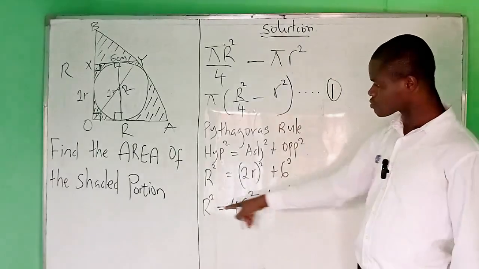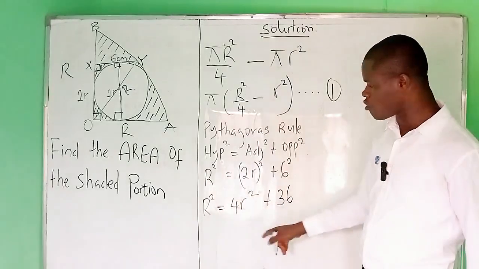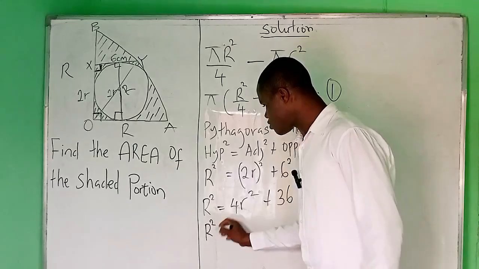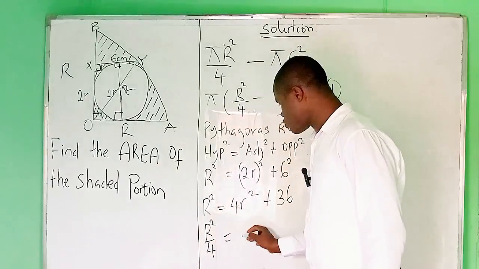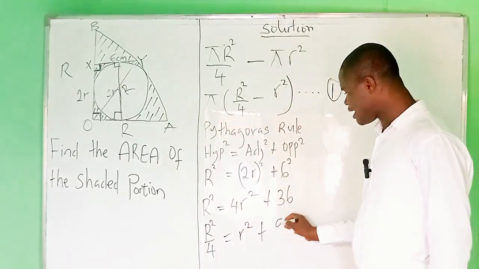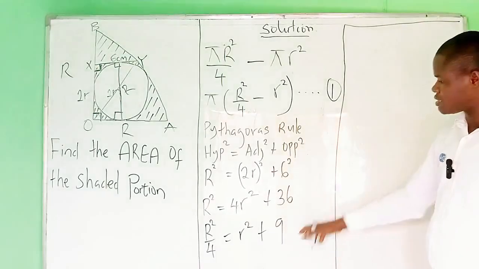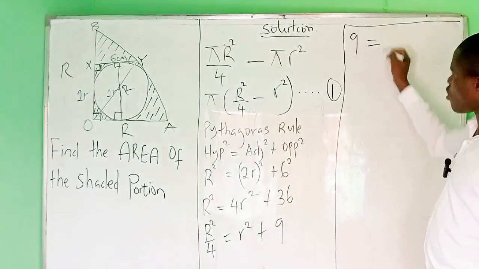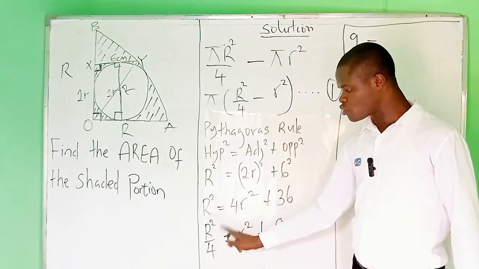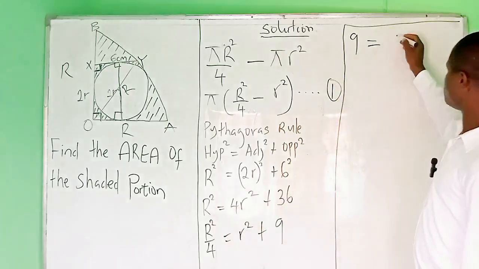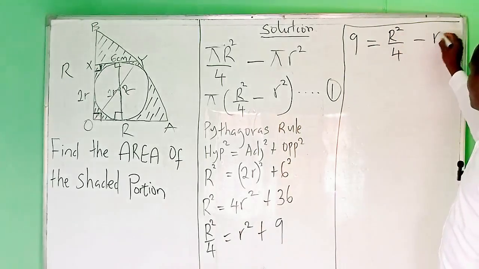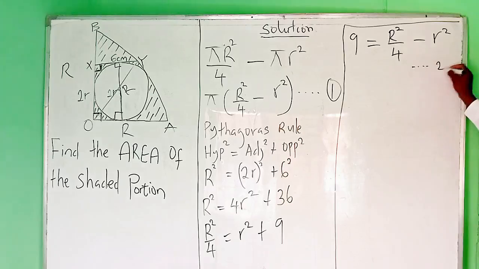Okay, dividing all through by 4, I want R square to be free from this coefficient 4. So dividing all through by 4, it becomes R square over 4 is equal to r square, the 4 is gone, plus 36 divided by 4 will give us 9. So making 9 the subject, it becomes that 9 is equal to big R square over 4 minus r square. So let's call this equation 2.